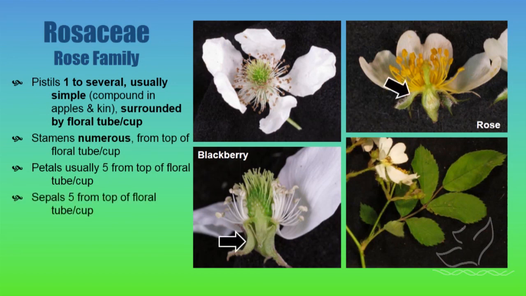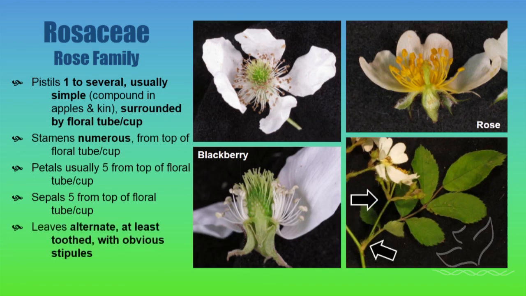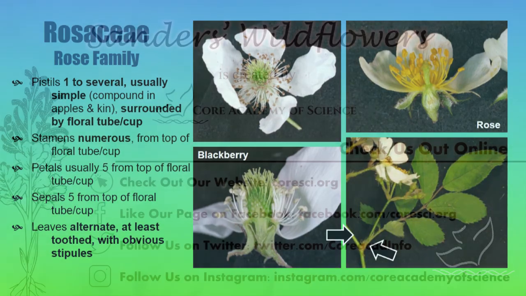The sepals are 5, and they also come from the top of the floral cup, as shown in both the blackberry and the rose. The leaves are alternate and at least toothed. So you think they're going to have notches, and sometimes the notches are so deep that they are actually compound leaves, as we have in the rose and many others. And they have obvious stipules, as you see pointed out at the base of the rose leaf. So that's the rose family.